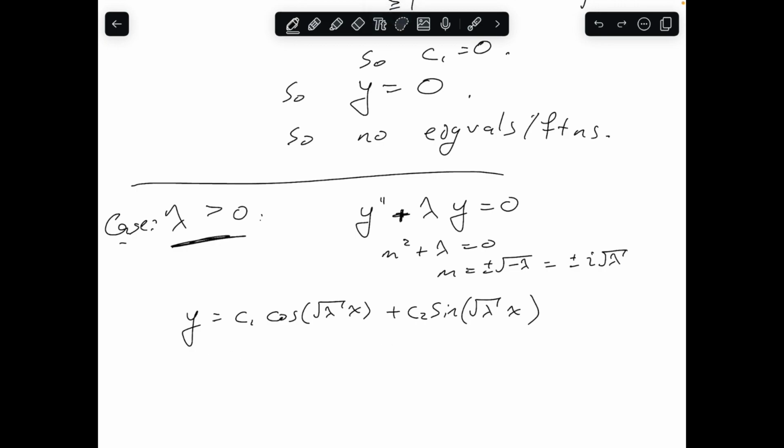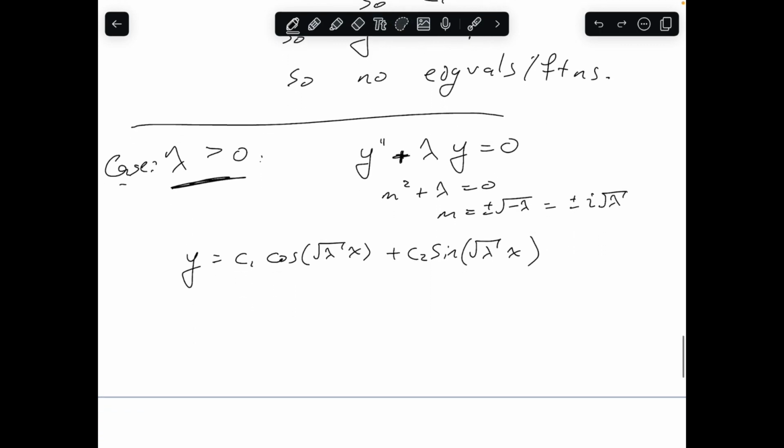So if lambda is positive, then m squared plus lambda has roots plus or minus square root of negative lambda. And if lambda is positive, then this would now be a negative value, so you can factor out the i from it. And then this leads to your general solution with sine and cosine instead of cosh and sinh. All right, y prime is negative c1 times square root lambda sine of root lambda x, and then plus c2 square root lambda cosine of root lambda x.